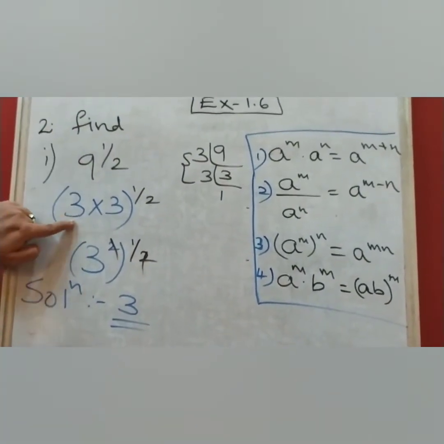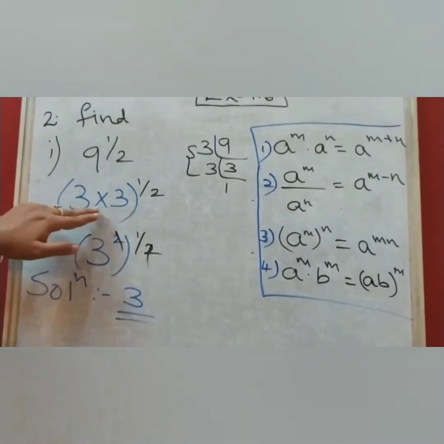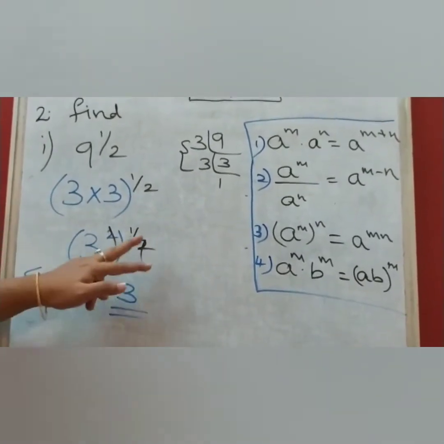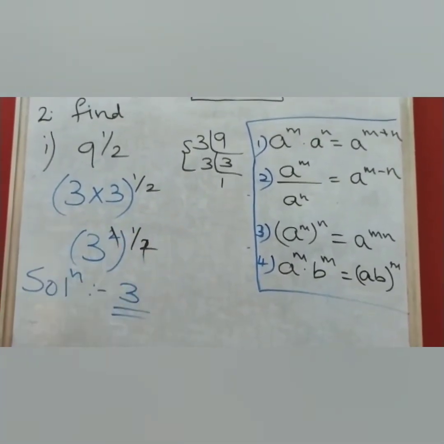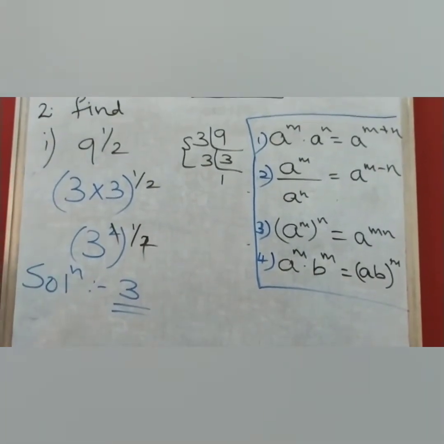9 is split up into 3 into 3 to the power of half. 3 into 3 is 3 square to the power of half. 2 and 2 cancel. So answer is only 3.